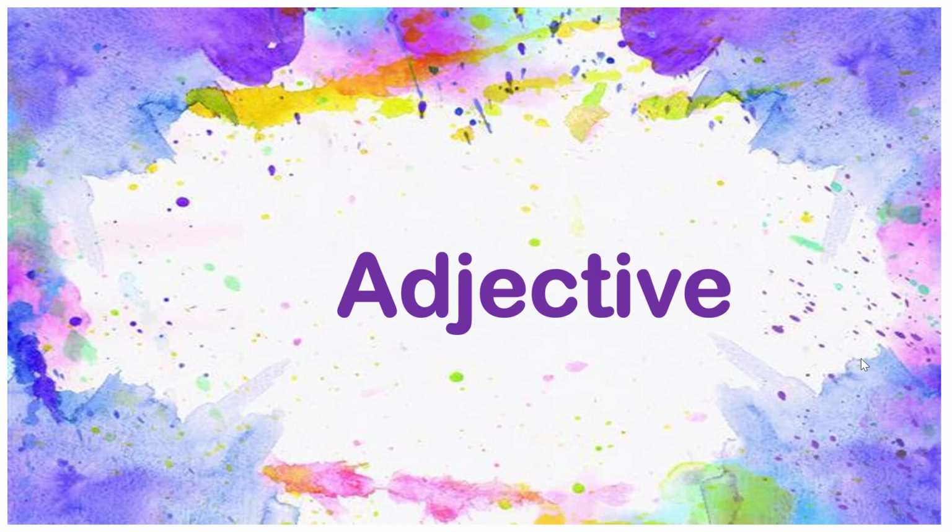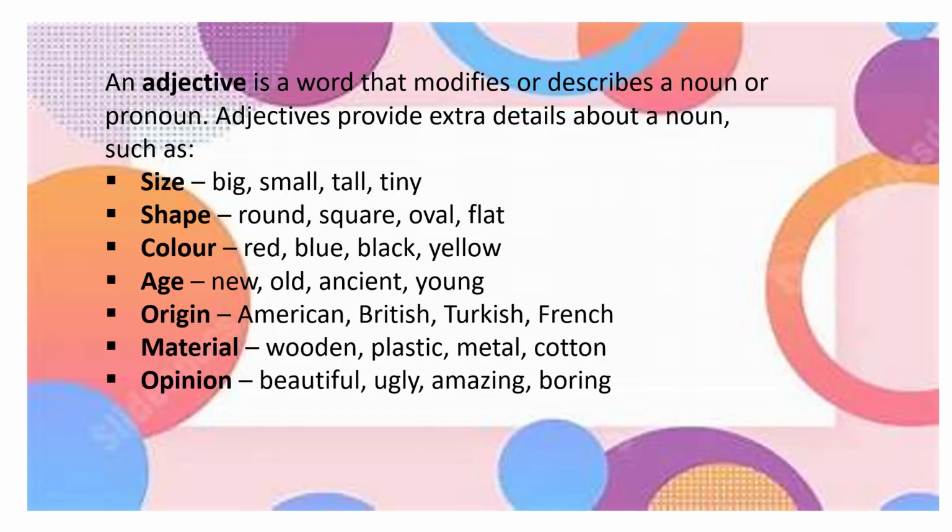Hello everyone. In this video you will learn about adjectives, their types and formation, and the degrees of adjectives. What is an adjective? An adjective is basically a word that modifies a noun, or that describes or gives more information about a noun or pronoun.